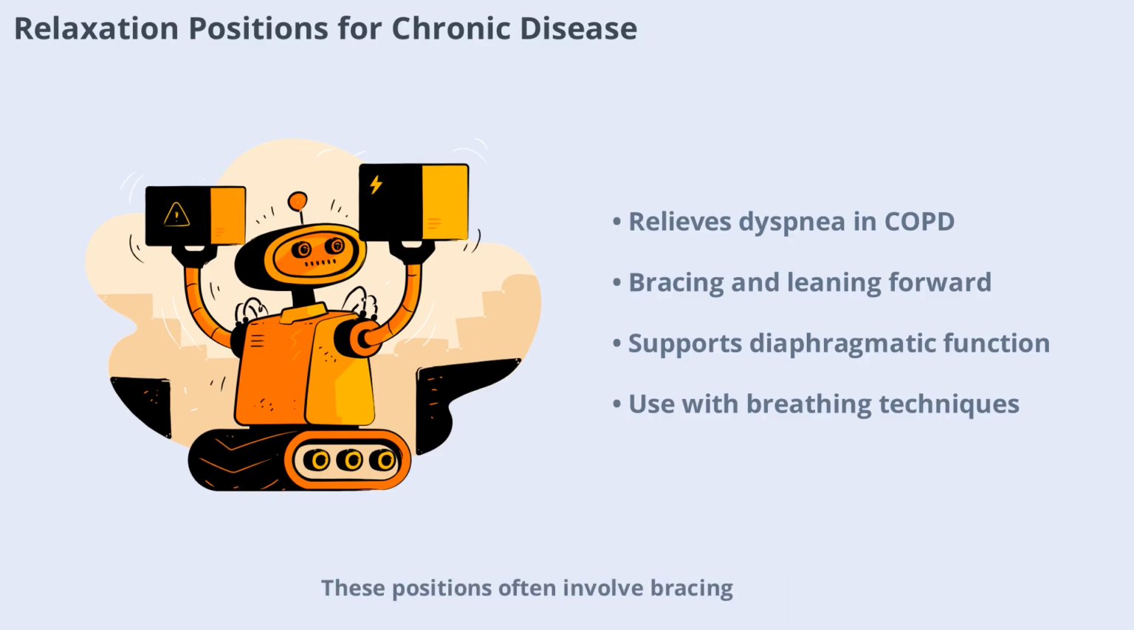For patients with chronic respiratory diseases like COPD, relaxation positions can provide significant relief from dyspnea. These positions often involve bracing the upper body and leaning forward, which optimizes diaphragmatic contraction and facilitates the use of accessory muscles. Common postures include high side lying with the head elevated, sitting while leaning forward over a table, or leaning against a wall. Proper support with pillows and controlled breathing techniques are essential for maximizing comfort and effectiveness.